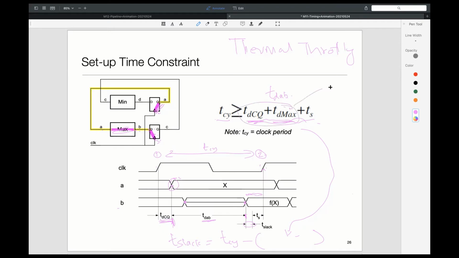Affected by temperature. So the delay goes up as temperature goes up. If temperature goes up, then these delays are going up, and then either your system will stop working because you insist on keeping the clock frequency, or you respond by lowering the clock frequency.